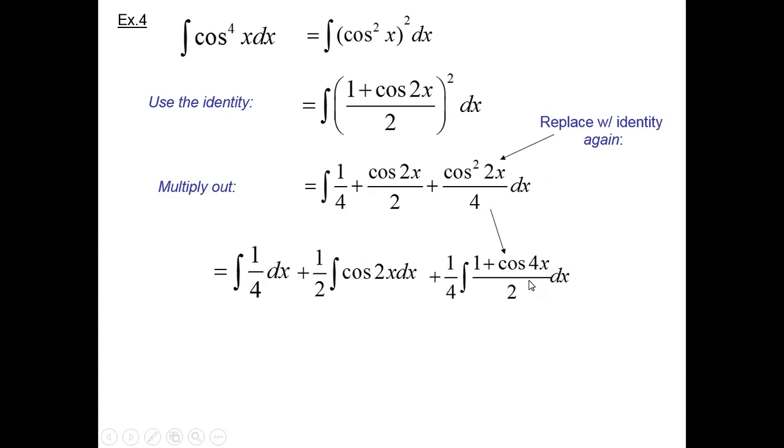So take a look. Make sure you see what I've done. I pulled the 1/4 to the front, and so cosine squared 2x becomes 1 plus cosine 4x, just doubling that angle, all over 2.